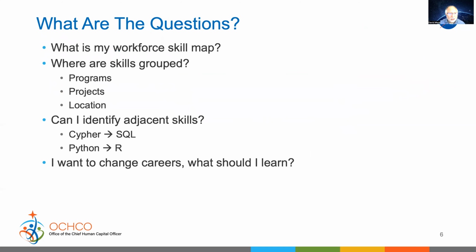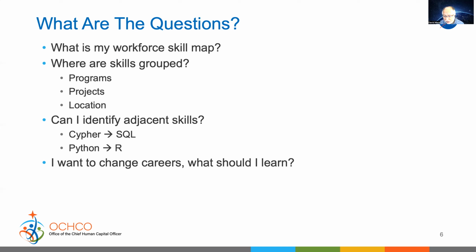And when I build that knowledge graph, I can start answering various types of questions. Some of these questions may be: what is my workforce skill map? What does that workforce look like across the agency? How does it look across the geolocations? How are skills grouped across different programs or projects? What kind of skills or competencies am I losing as people attrit? Can I identify adjacent skills?